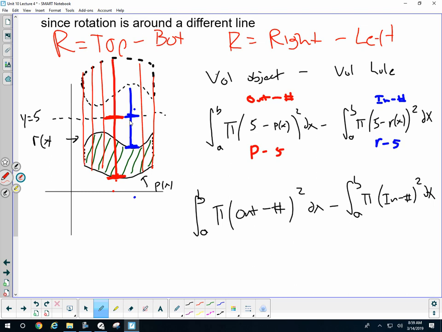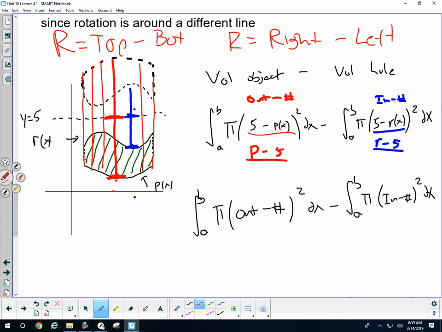Then the blue cylinder, the radius of this blue cylinder would be 5 minus r of x. Now, I have 5 minus p of x here. I have 5 minus r of x here, but I also threw down r minus 5 and p minus 5. Why could I do bottom minus top and still be okay? Because I'm squaring the radius. So it doesn't matter if you get a negative radius or a positive radius because you're squaring it.